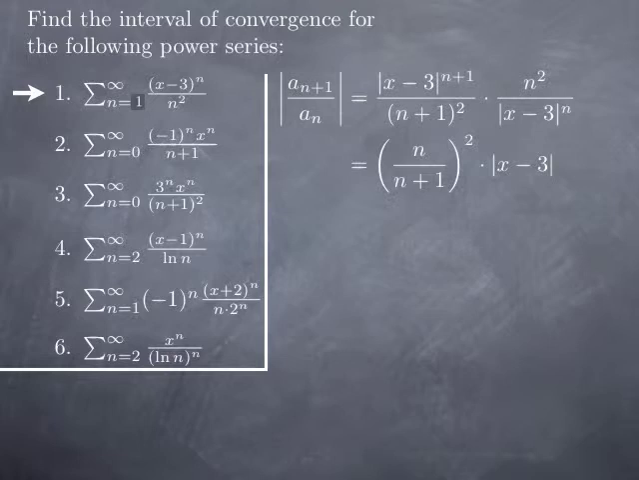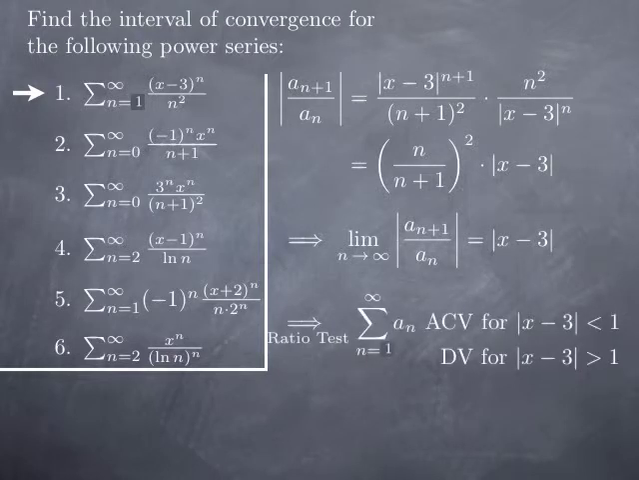What we're interested in, if we're using the ratio test, is the limit as n goes to infinity of this quantity. You see that n over n plus 1 goes to 1, and therefore so does its square. So the limit of this ratio as n goes to infinity is simply the absolute value of x minus 3, in other words, the distance between x and 3. According to the ratio test, we can conclude that our series is absolutely convergent if the distance from x to 3 is less than 1, and divergent if it is greater than 1. And so we have an interval of convergence that is an interval centered at 3 and of radius 1.